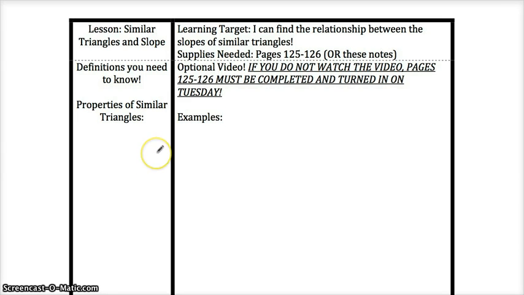Hi students, today we're looking at the lesson Similar Triangles and Slope. Your learning target is: I can find the relationship between the slopes of similar triangles.